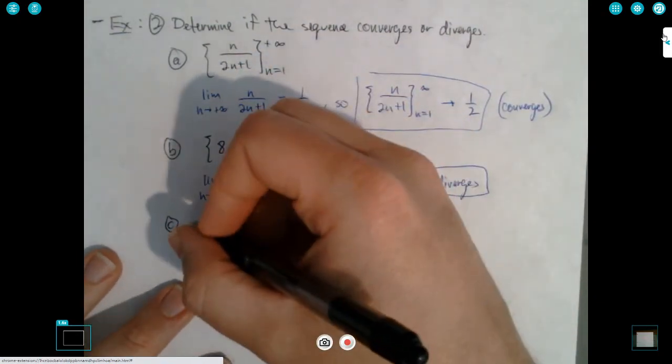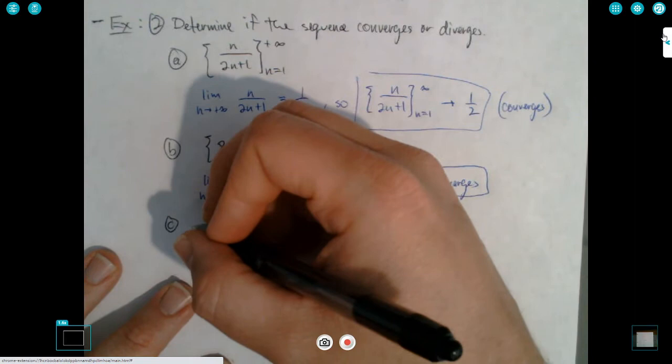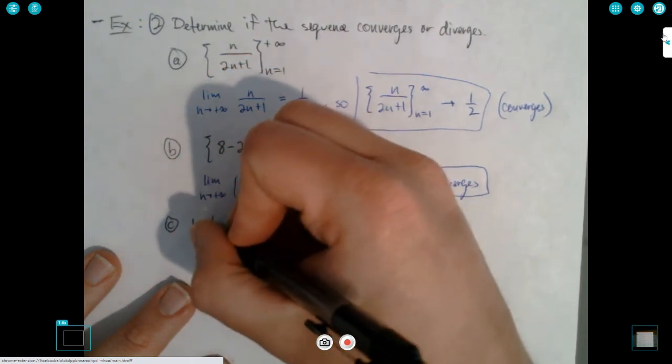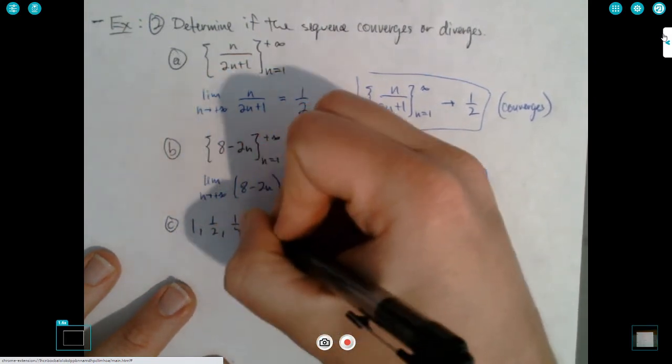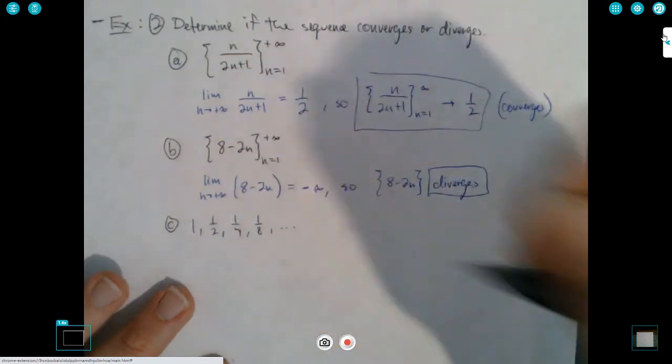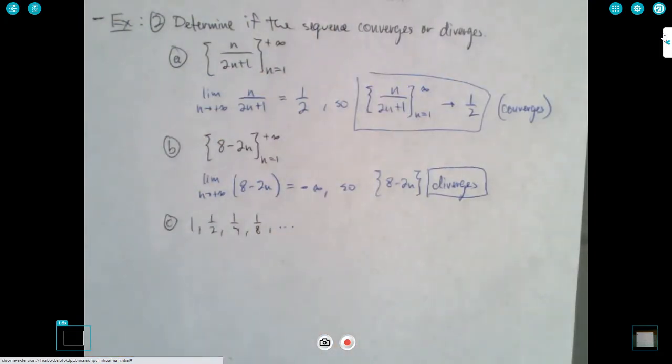Let's determine if this sequence converges or diverges. We'll do 1, 1/2, 1/4, 1/8, and so forth. Go ahead and give the video a pause and see if you can figure out if that one converges or diverges.